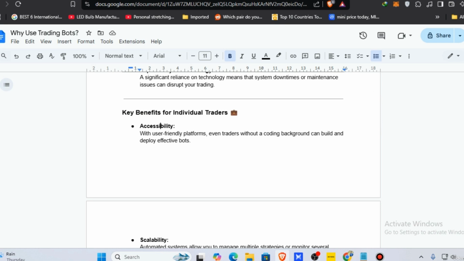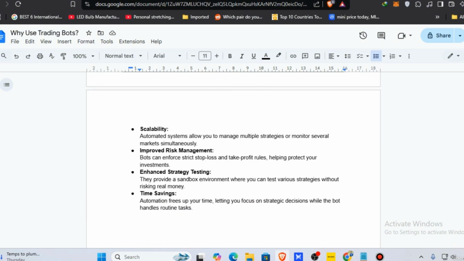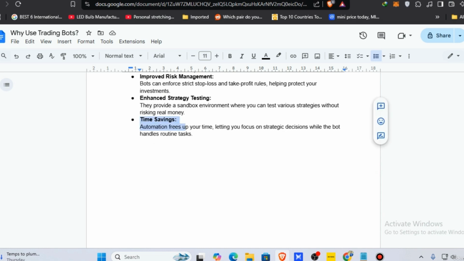So first one is accessibility. With a user-friendly platform, even traders without a coding background can build and deploy effective bots. So in this whole course, we are going to build bots without any code, and we will use and try to see those platforms. Then scalability, like automated systems allow you to manage multiple strategies or monitor markets simultaneously. Improved risk management, like bots can enforce strict stop loss and all other stuff. Automation frees up your time, and you can easily go do your work and move on with it.